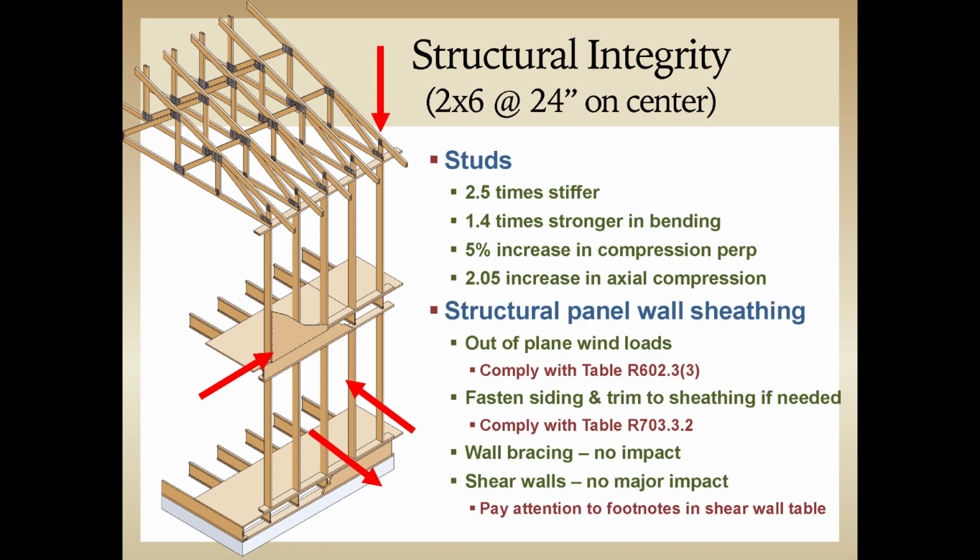So at this point, we've considered the loads in all directions and the strength differences of the studs as well as the sheathing. The comparison shows us that while there are a few items that require attention, overall the design of the wall is not affected when going from 2x4 at 16 inches on center to 2x6 at 24 inches on center. So if you remember, we started this challenge as a homeowner perception issue.